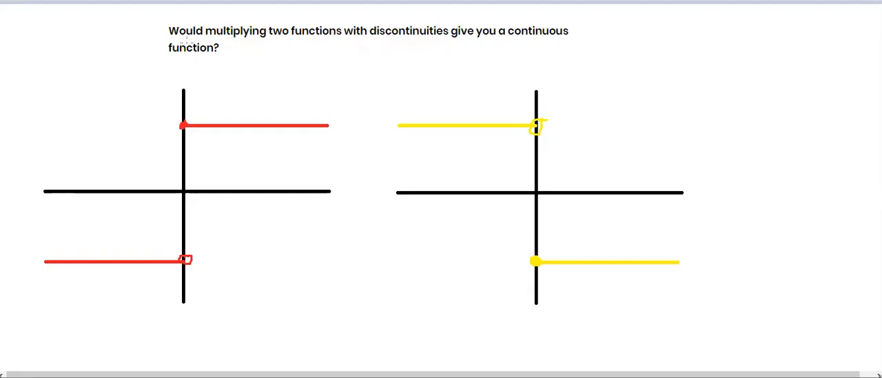Okay, interesting question here. Would multiplying two functions with discontinuities give you a continuous function? And the general answer is yes, this is possible. It is not always true, but it is possible. So what I'll give you is some examples where this is possible.